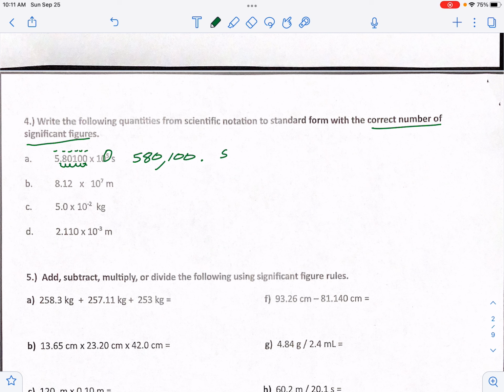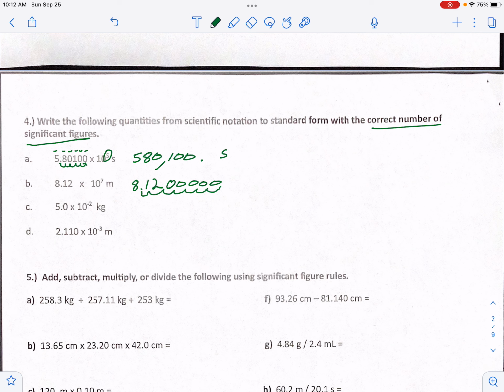There's my answer. Okay, B, I've got 8.12 times 10 to the 7th. That's a positive, so I'm going to write this over here so I've got a little bit of room. So my decimals go right 7 times. So 1, 2, 3, 4, 5, 6, 7, and I'm going to fill in these zeros right here.